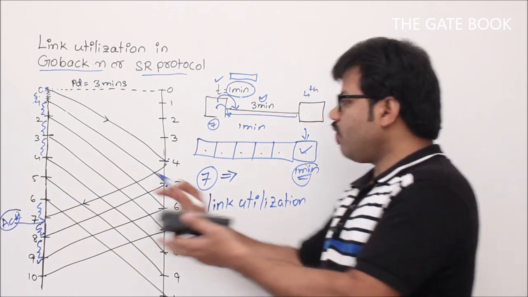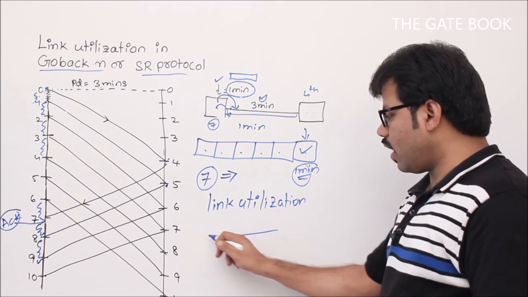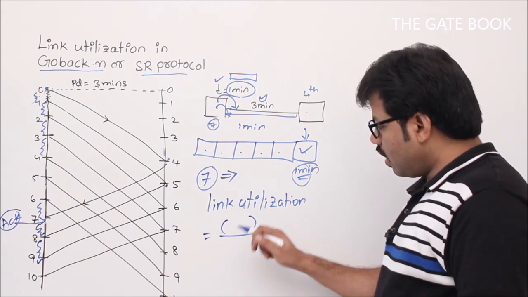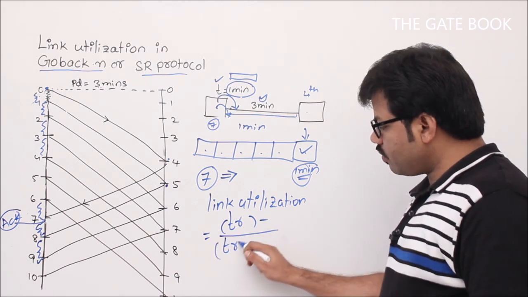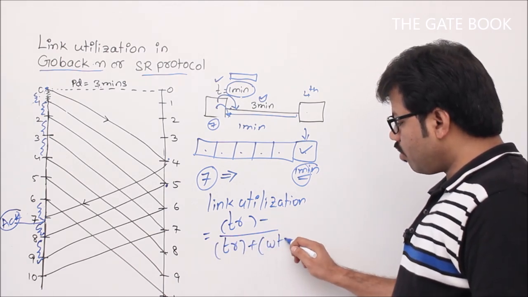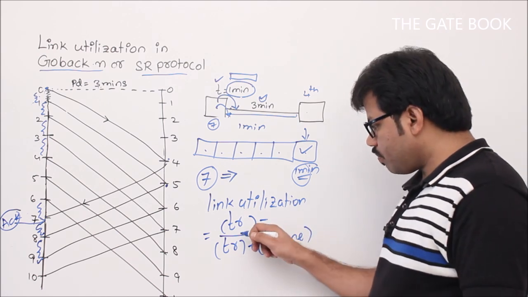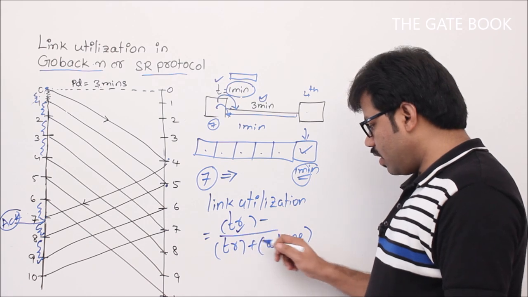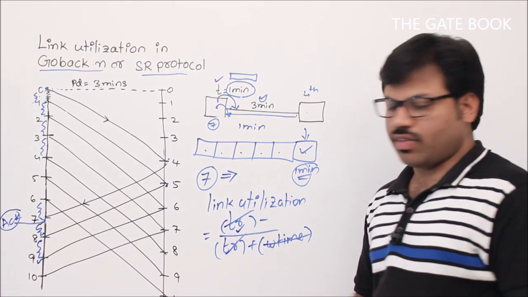Otherwise, are we waiting anywhere? If you are waiting, then we do it like this. Link utilization is transmission time by transmission time plus waiting time, correct? So that is the formula for link utilization. But here we have only transmission time, and there is no waiting time. Then transmission time by transmission time is 1. That is what I want to say.